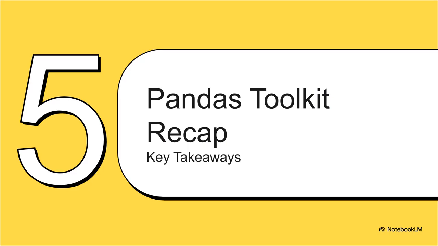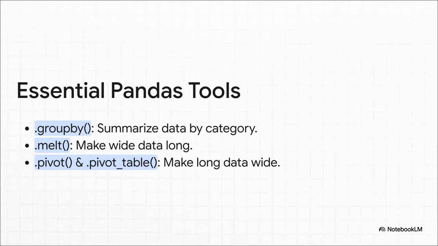Okay, so let's zoom out and do a quick recap of this awesome reshaping toolkit we've just put together. At the end of the day, it really boils down to these three essential tools. You've got .groupby to summarize your data by category. You've got .melt to take wide data and make it long and tidy. And you've got .pivot and .pivot_table to take that long data and make it wide again. These three are the absolute bedrock of shaping data in Pandas.